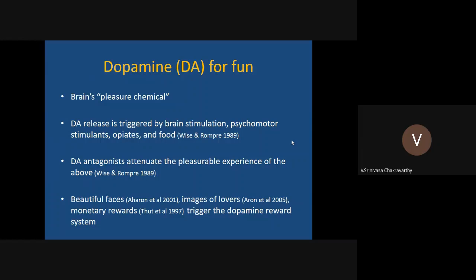Similarly, presentation of beautiful faces, that's why we like to watch stars in movies who are good looking, images of lovers, and monetary rewards. We like to get cash because cash rewards also activate the same reward centers in the brain. All these stimuli trigger the dopamine reward system. Dopamine gets released and acts on other brain areas, primarily basal ganglia in the current context. So there is a whole reward system in the brain where dopamine plays a key role, and that represents to the brain that you are happy and there is something pleasurable going on.